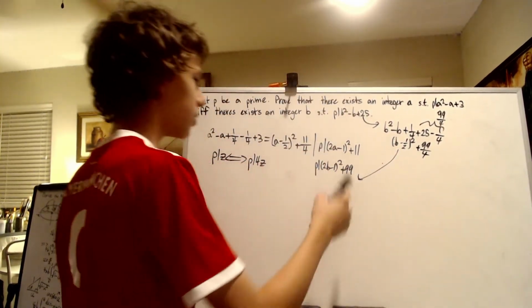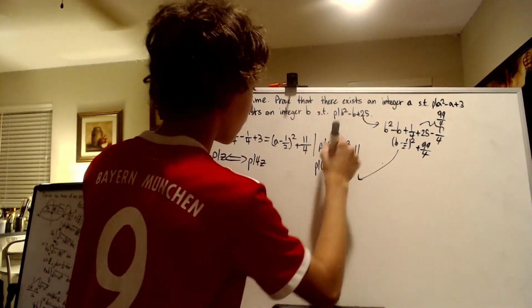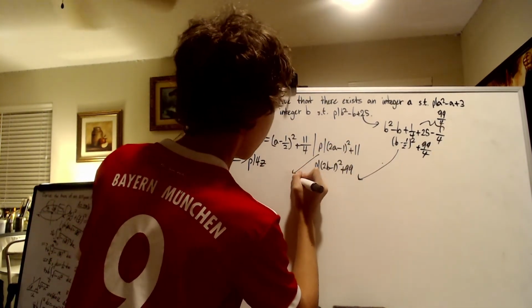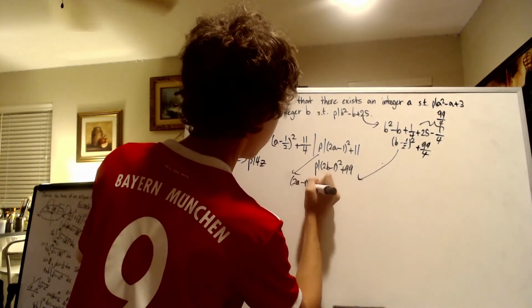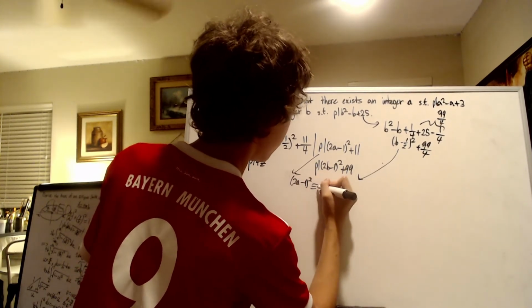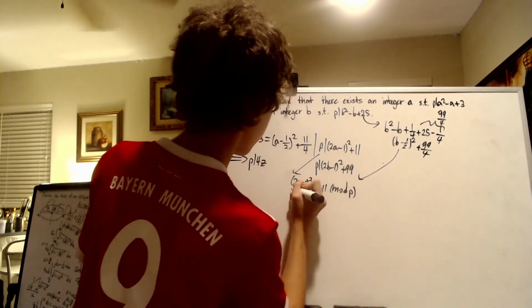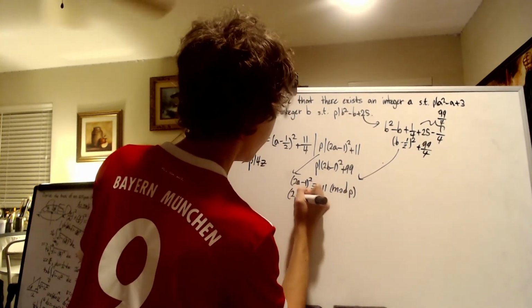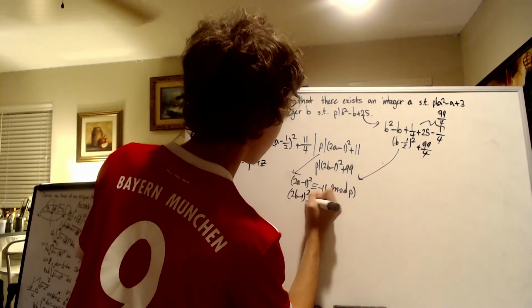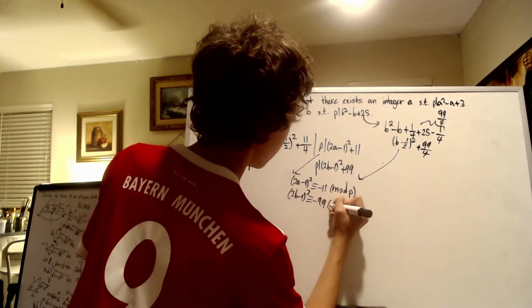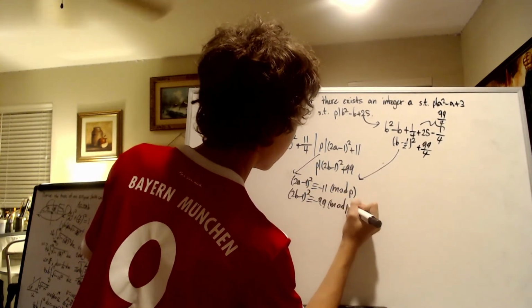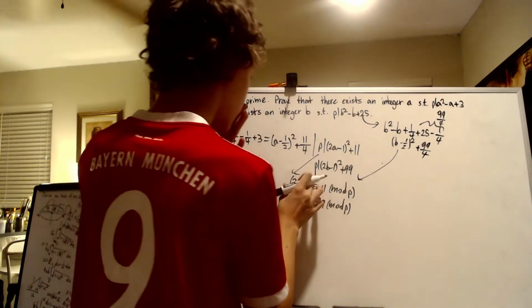Okay, so now I'm going to reduce these mod p. The first one tells us that (2a − 1)² is congruent to −11 mod p, and the second one tells us that (2b − 1)² is congruent to −99 mod p. So this is the case.